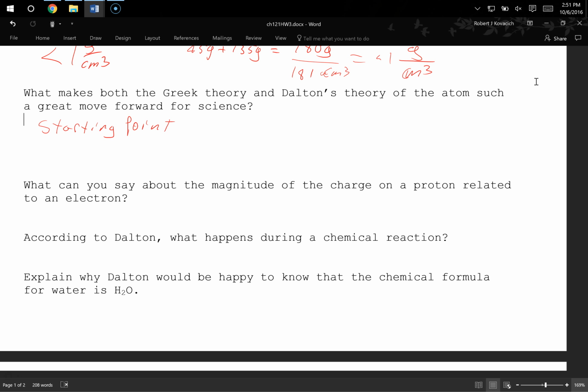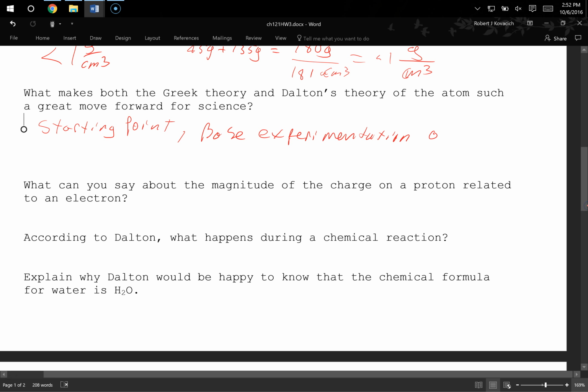Okay, so starting point, we can base an experiment on the fact that I'm looking at stuff made of a bunch of atoms. So you base your experimentation on the premise of the atom.